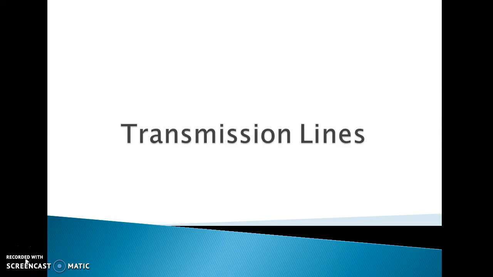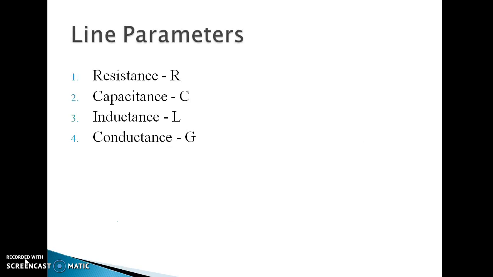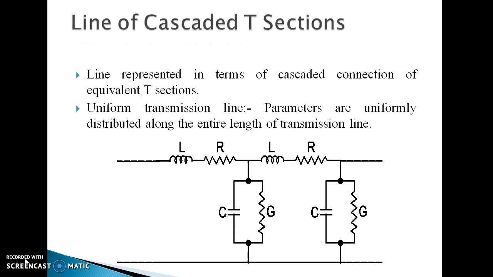Hello all. Now we will see the topic that is the transmission lines. In the transmission line, the line parameters are resistance, which is denoted by R, capacitance denoted by C, inductance denoted by L, and conductance denoted by G.